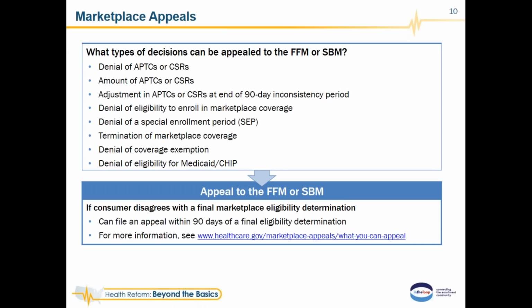It's not addressing the use of that coverage, but it's related directly to the eligibility for coverage, the amount of coverage that's provided, or the termination of coverage. In these situations, consumers should be looking at filing an appeal generally within 90 days of a final eligibility determination. And there is information on healthcare.gov that explains more in detail about what can be appealed. And also state-based marketplaces should have this on their website as well.